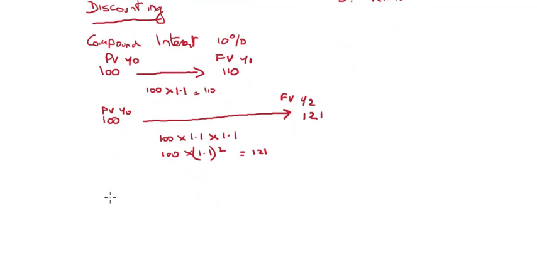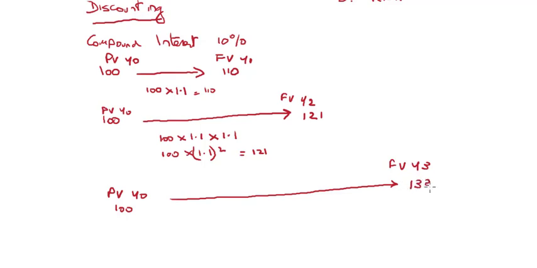Let's do it for a third year then. Again, we've got a present value in year 0 as before, and it's €100. This time we want to go 3 years into the future, to get our future value in year 3. Now what it amounts to, as we'll see, is 133 and 10 cents.